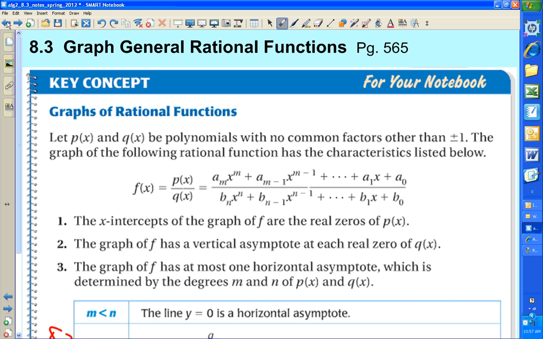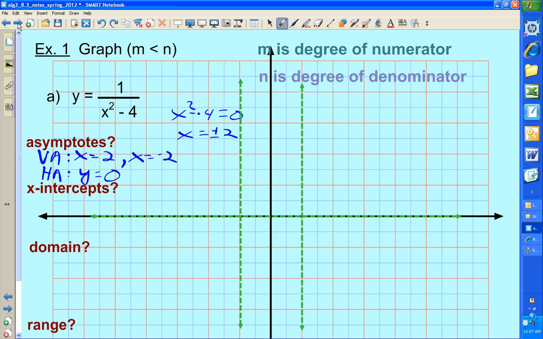Okay? So the x-intercepts of the graph are the real zeros of p of x, which is the top. Set the top equal to 0. So in the example we're looking at, when you set the top equal to 0, what do you get? What is the x-intercept? Okay, let's do it. What does the top say? 1. Set the top equal to 0. What value of x makes this true?